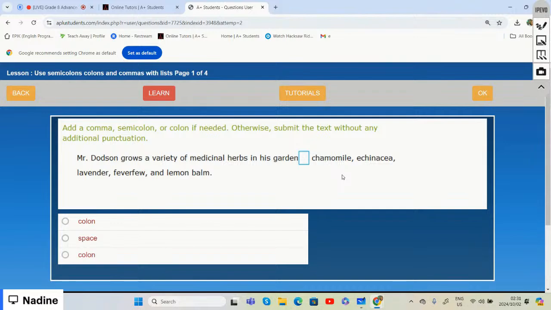We need to add either a comma, semicolon, or colon. What are we going to add there since the list is after something? Are we going to use a colon, option one, a space, option two, or colon, option three? Which one are we going to use? Colon, or are we just going to leave the space as is? So we need to say which one is correct. Are we using a colon, or we're just leaving it as a space?